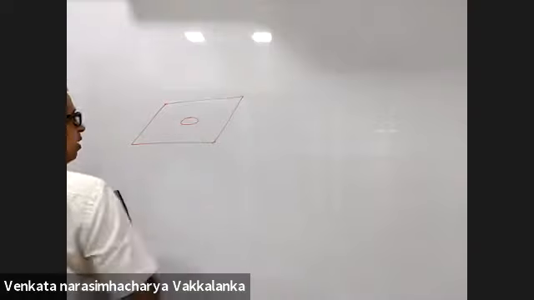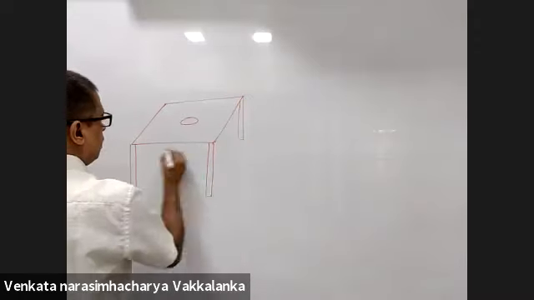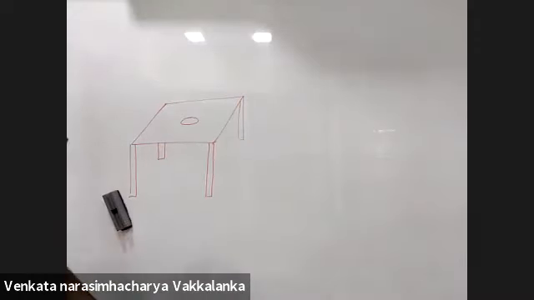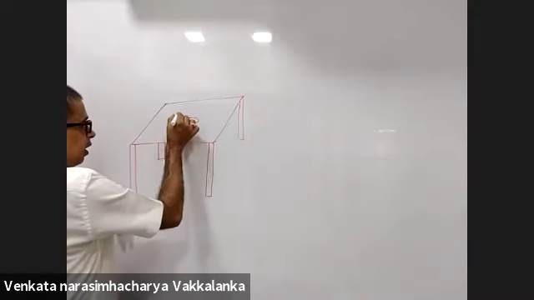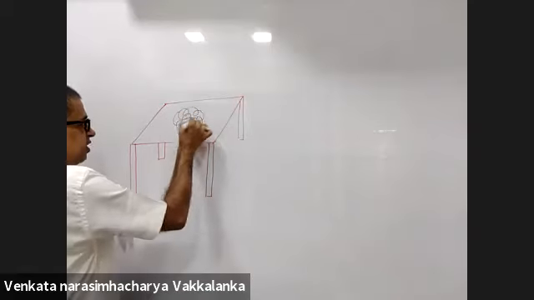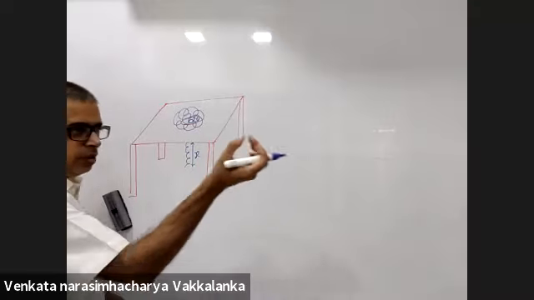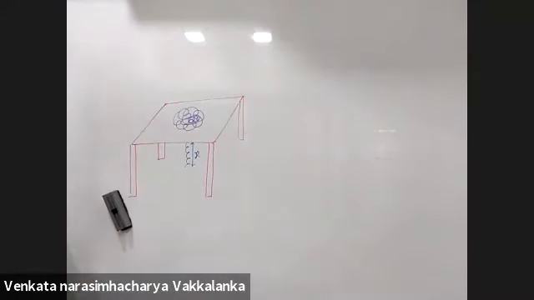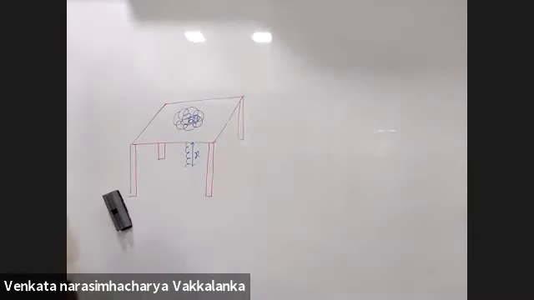This is a table with a hole on the top. What is this? Table with a hole on top. Right? Yes, sir. You have kept a heap of a chain on the top of the table, and from underneath you slightly pulled and released. So the chain will start slipping.